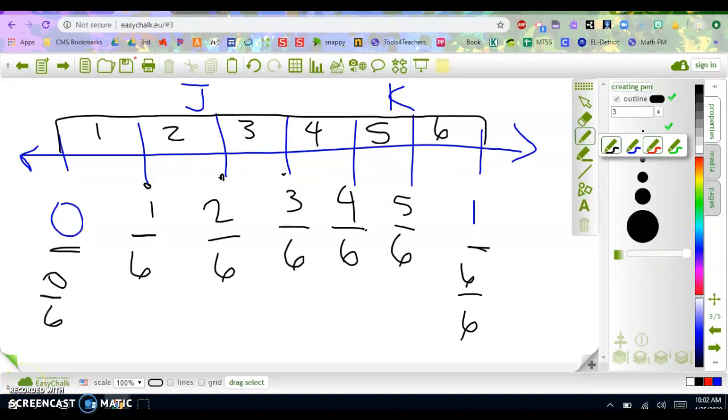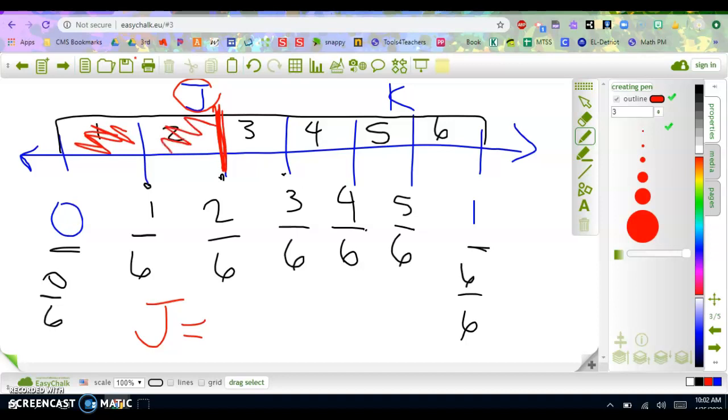So now that I have them all labeled, the question is asking me, well, where is J? What does that equal to? So if I look here, here's J. J stops right here. I had 1, 2 pieces out of a total of 6. So J equals 2/6.